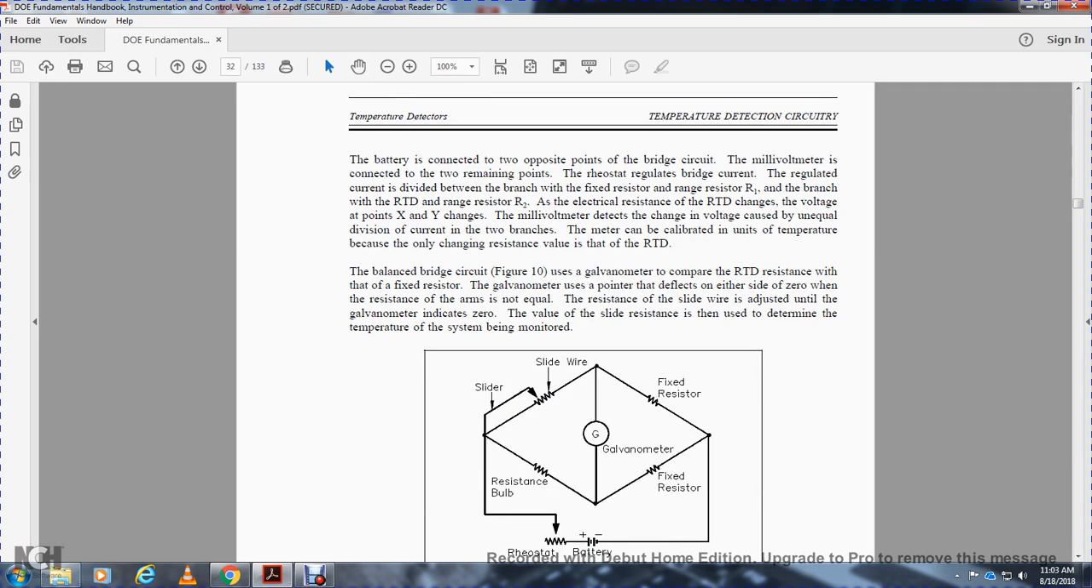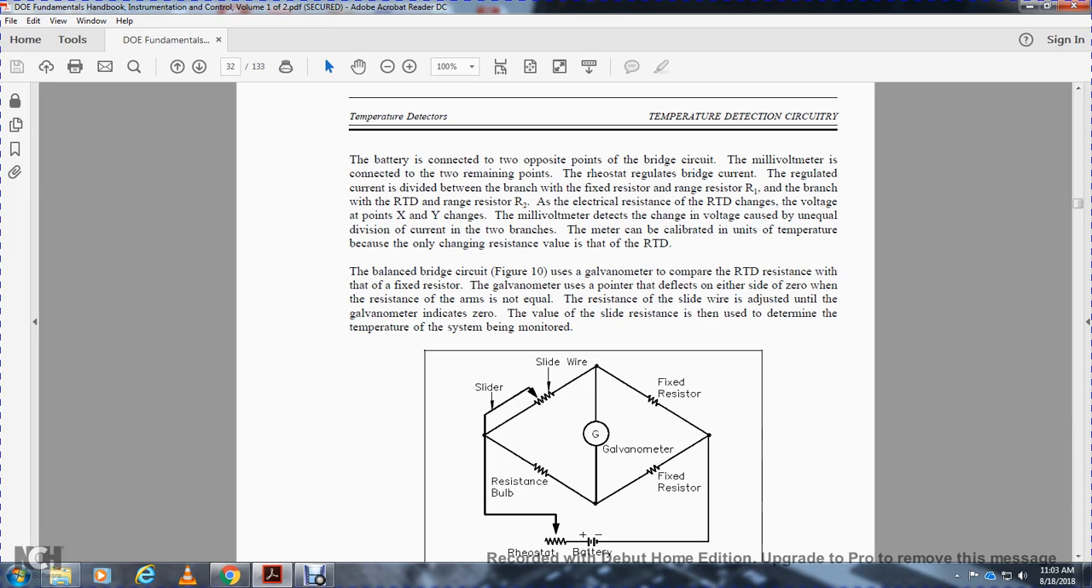The rheostat regulates the current in the bridge circuit. The bridge contains a fixed resistor 1 and a fixed resistor 2, with the resistance temperature detector in the electrical path. The millivoltmeter detects the voltage at points X and Y, and the unequal division of current through the two branches of the bridge goes to the meter, which is calibrated in units of temperature, because the only change is the resistance value of the resistance temperature detector.